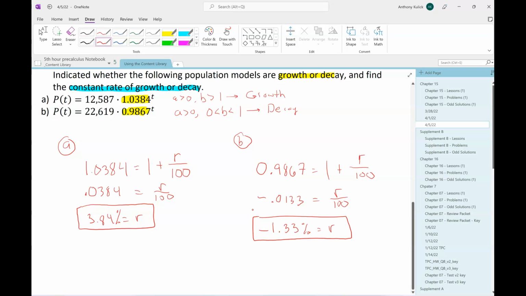What do you notice about the r for the decay? It's negative. And what do you notice about the r for the growth? It's positive.